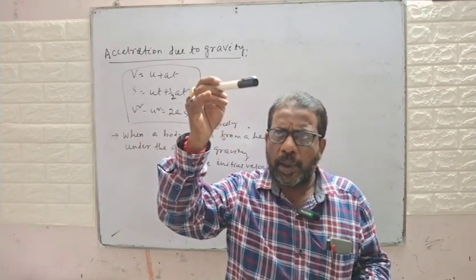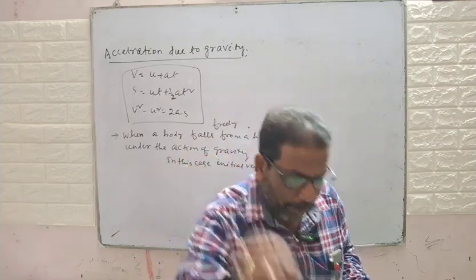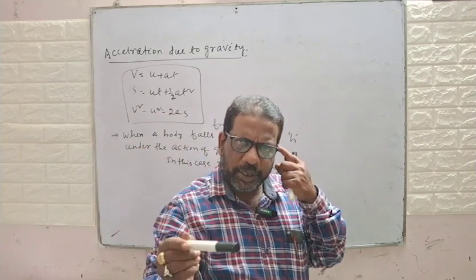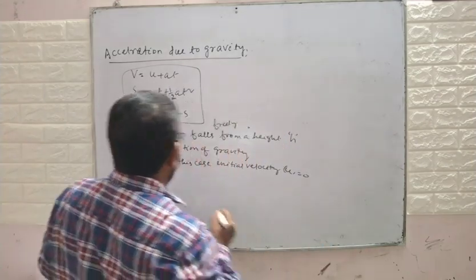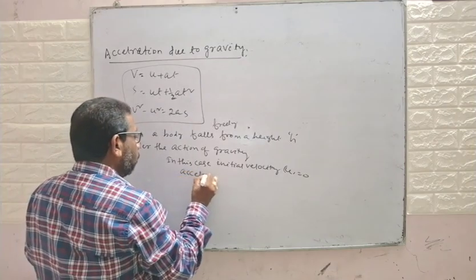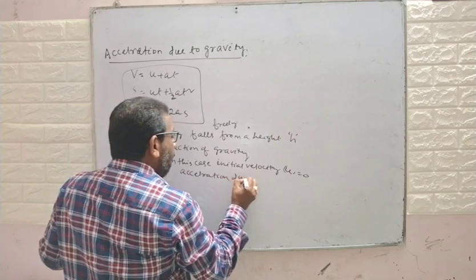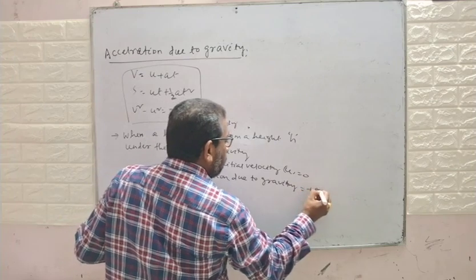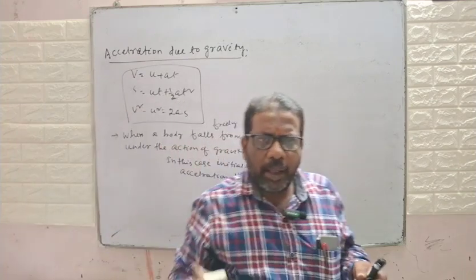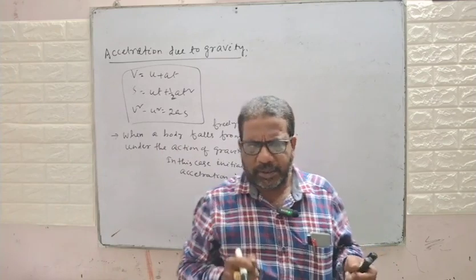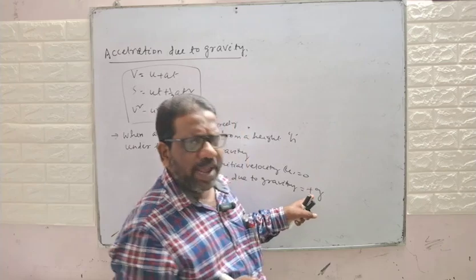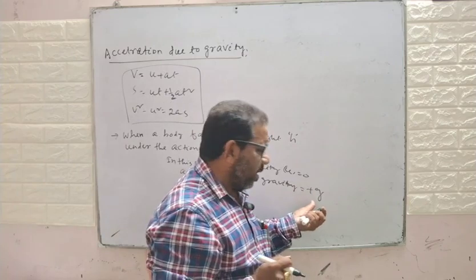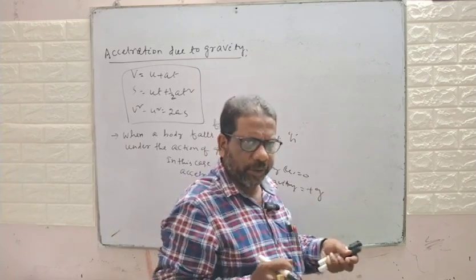Let this be a body. When I release it, it falls freely. That is, the first velocity of the body is 0. And acceleration due to gravity, we will take plus g. If the frame of reference changes, then we can take minus g. In this case, I will take plus g with my frame of reference.